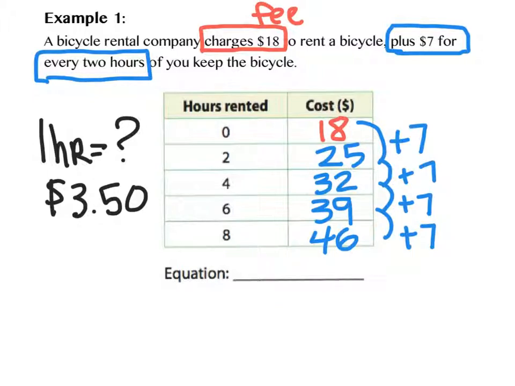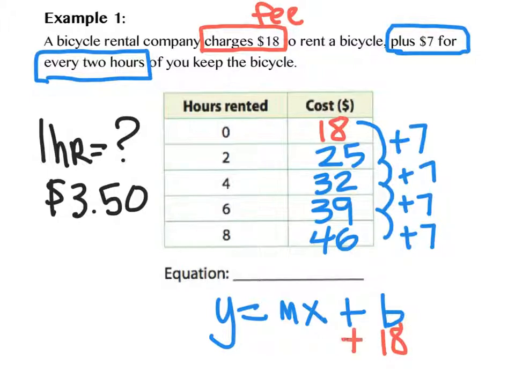So when you look down here at the bottom, your equation, all of our equations need to be written like this. Y equals a number, I don't know it yet, times however many hours I'm going to keep the bike, plus the fee. Now these letters represent the numbers we're going to put in. So when we look back at our question, it says our fee is $18. So I am going to put an 18 in the place where that letter B is.